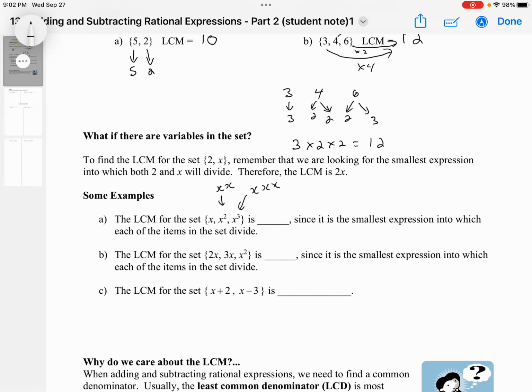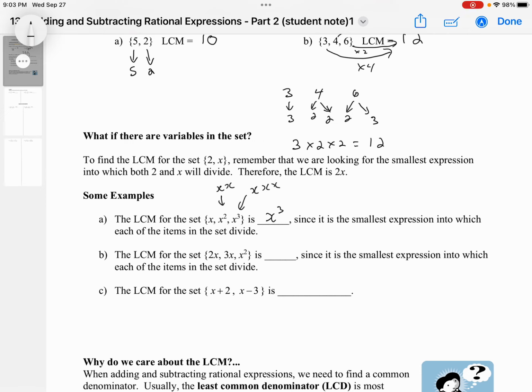But using my sort of prime factor type thinking, where I go, what is each of these made up from? I realize that x cubed is the least common multiple. X divides into x cubed because it has one of the x's in it. X squared divides into x cubed because it has two of the x's multiplied together in it, or two x's as its factors. And x cubed, of course, divides into x cubed because it is x cubed.